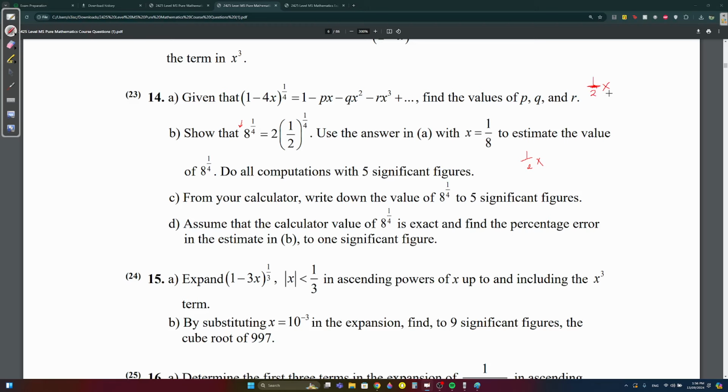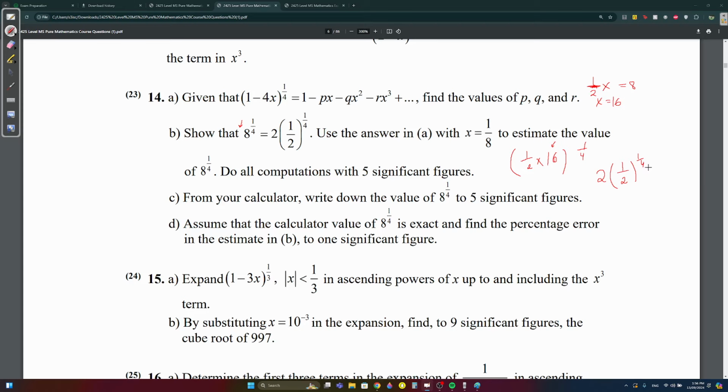Let's say you're lost. You don't know 1 over 2 times what equals 8. Just write 1 over 2 x equals 8. You're going to get x equals 16. Okay, so we can write 1 over 2 times 16 instead of 8, to the power of 1 over 4. You do know to the power of 1 over 4 means 4th root. And the 4th root of 16 is 2. So you can just take 2 out: 2, 1 over 2 to the power of 1 over 4.